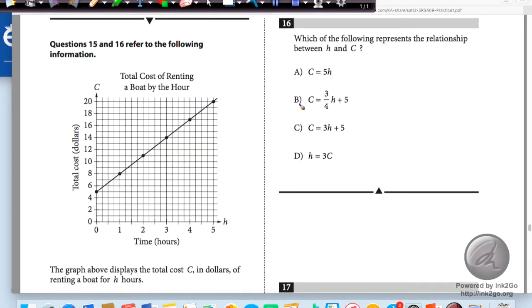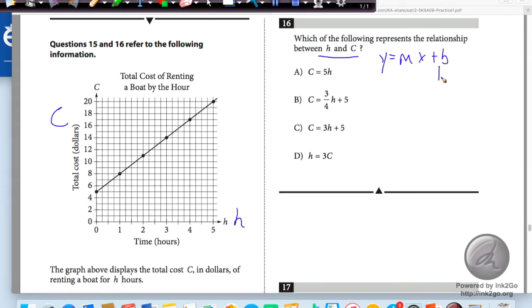Okay, question 16 is asking you, which of the following represents the relationship between H and C? I see that H is going to be my x-axis, and I see C is going to be my y-axis. So really what it's mentioning here is what is going to be the relationship between C and H, and that relationship is going to be signified here by the slope. Now, to save you some time, really you can put this in the traditional y equals mx plus b, or slope-intercept form.